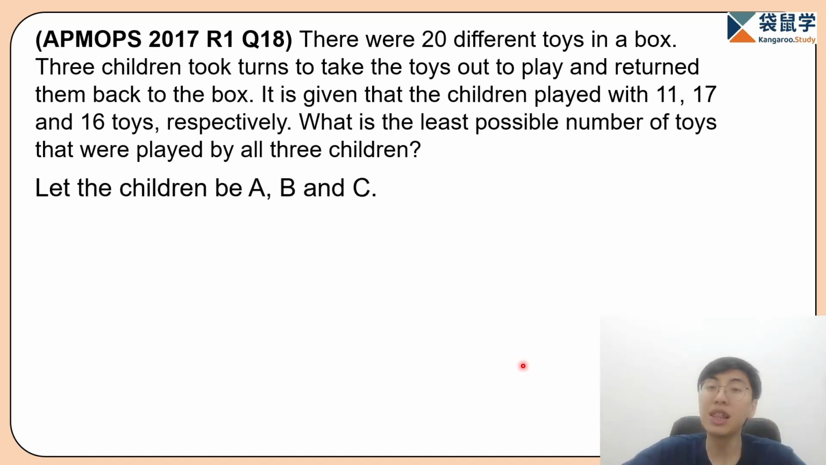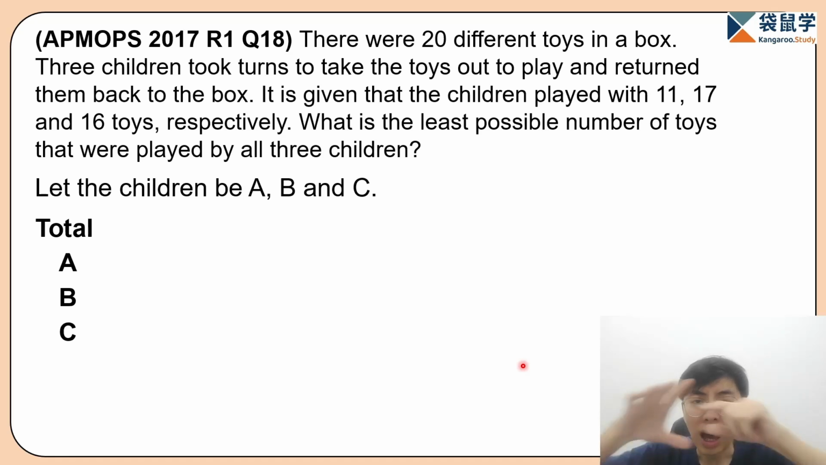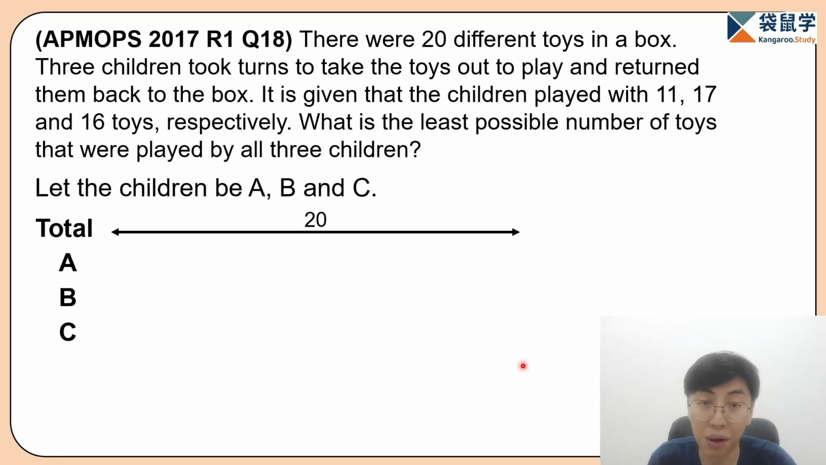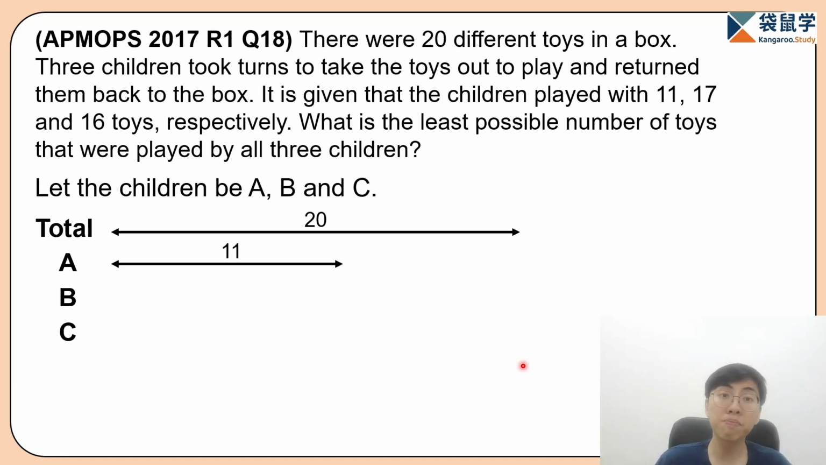So firstly, we let all of the children be A, B, and C. And definitely, I know that there are 20 different toys. So we list it down. And for the total, we know 20 toys. Now A plays with 11 toys. Well, what is easy for us to represent it on this line diagram? We can draw the 11 starting from the most left side of the diagram, and that gives us this.